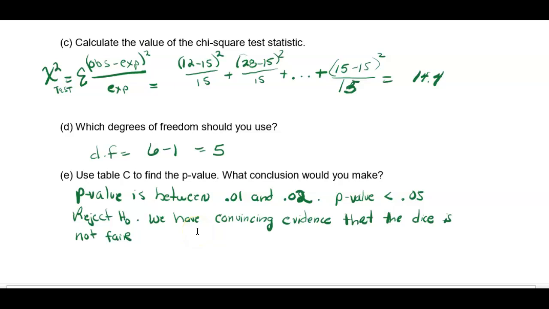So now use table C to find the p-value. What conclusion would you make? Well, the p-value is somewhere between 0.01 and 0.02. So we know that in both cases that p-value is less than a normal level of significance of 5% or 0.05. So we would reject the H0. We have convincing evidence that the dice is not fair.